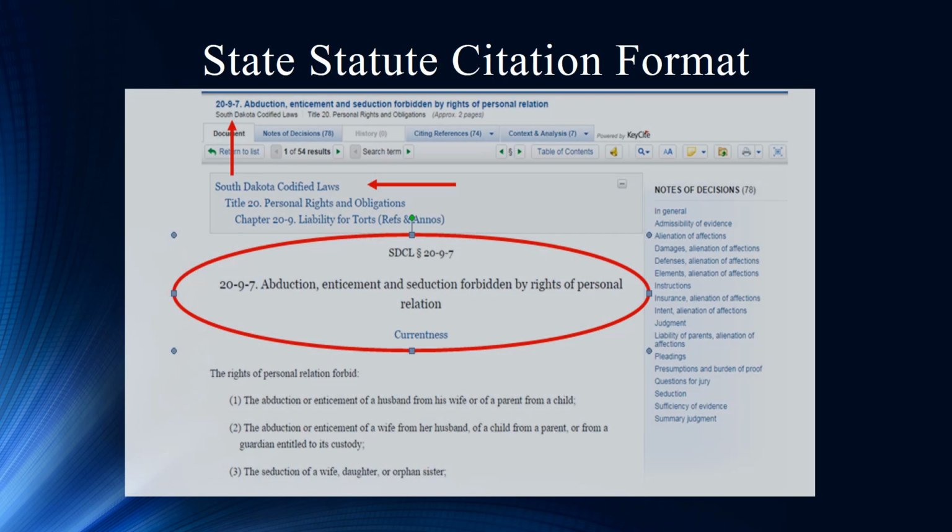Let's look at a screenshot of a state statute on Westlaw next. There are 3 places you can look to find information on the statute. First, you can look in the middle. Next, you can look at the top statute breakdown. This area is most helpful to figure out exactly which codebook you are looking at. And finally, in the top left, it will tell you the statute and its title, followed by black lettering, usually giving you the title number.